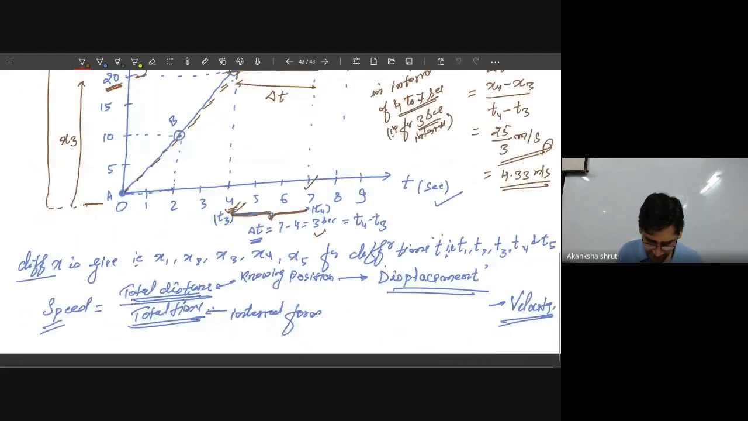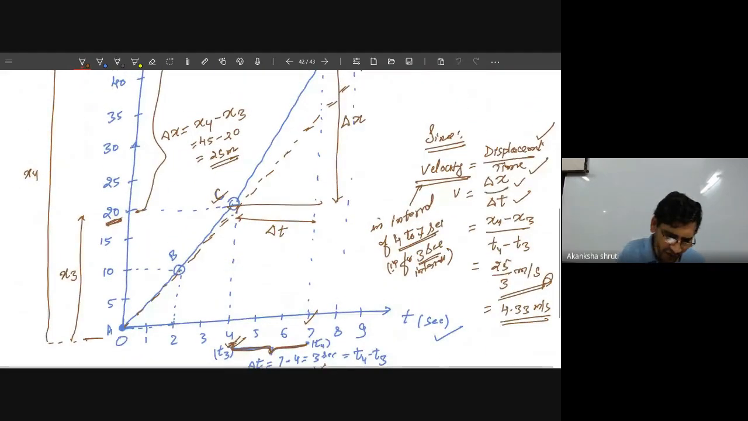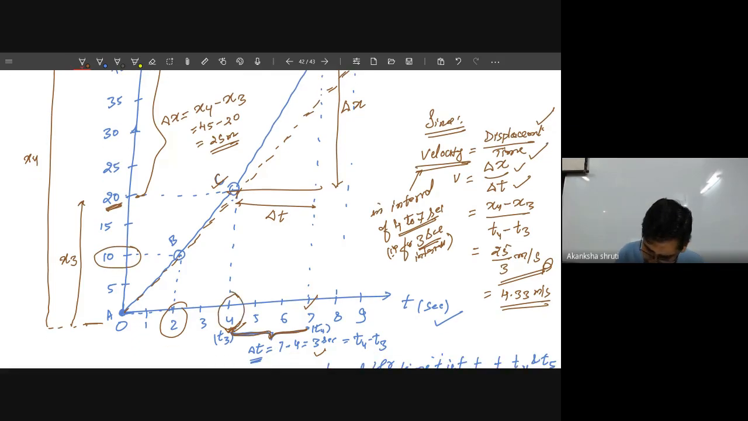Students, watch carefully. At 2 seconds in this graph, the object is at 10 meters. And at 4 seconds, let me circle it in a double circle, you are getting the position as 20 meters.